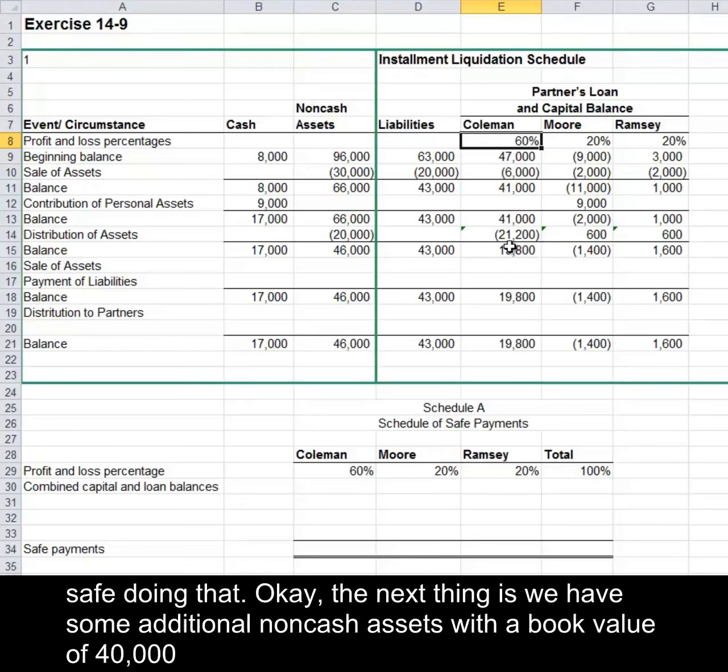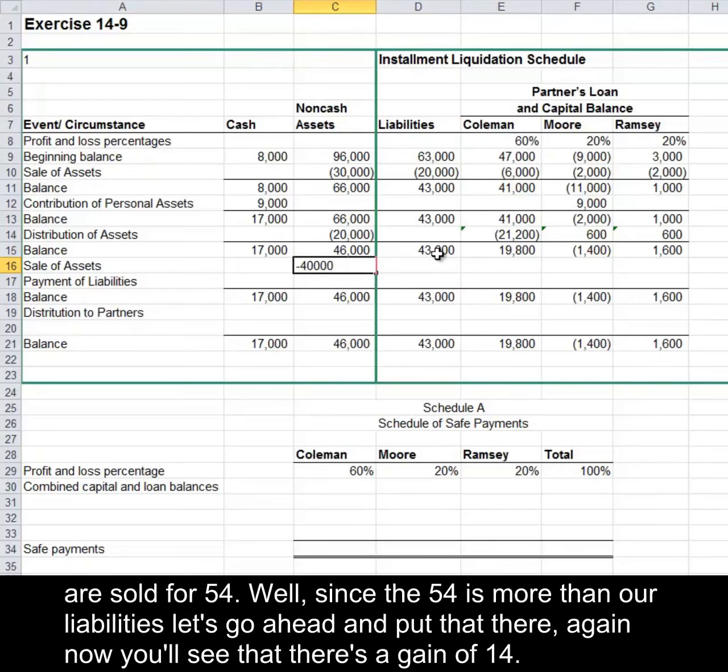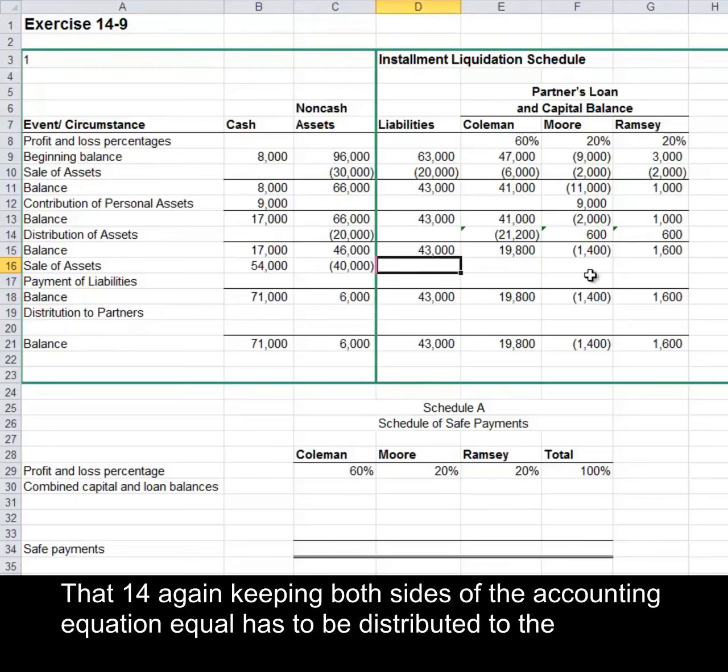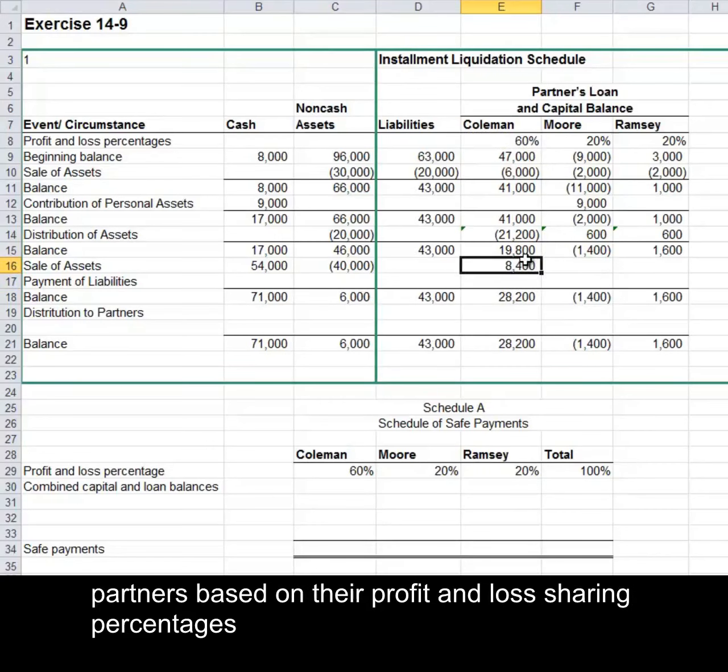Okay, then our next thing is we had some additional non-cash assets with a book value of $40,000 sold for $54,000. Well, since the 54 is more than our liabilities, let's go ahead and put that there. Again, now you'll see that there's a gain of 14. That 14, again, keeping both sides of the accounting equation equal, has to be distributed to the partners based on their profit and loss sharing percentages.